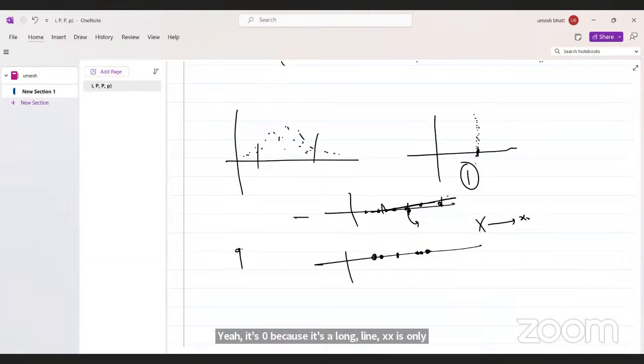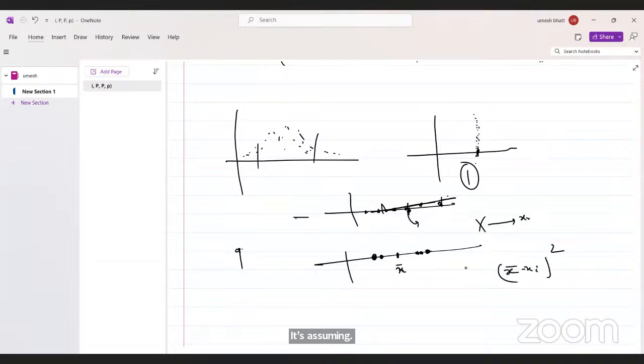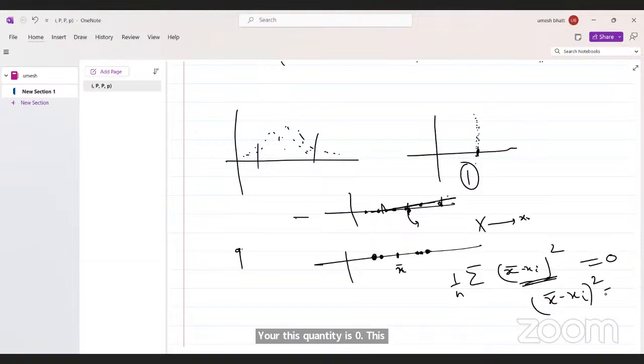Yes, it's 0 because it's lying along the x-axis only. See, assume that this is your x bar. Now, what is the standard deviation? It is the summation of (x bar minus xi) square, divided by n. Is this quantity 0? If this is 0, what does it mean? (x bar minus xi) square is 0 for all i, because this is a positive term. If the sum of n positive terms is 0, all the positive terms are 0.